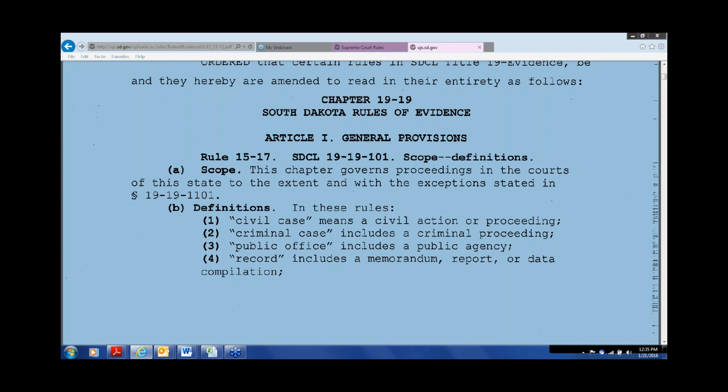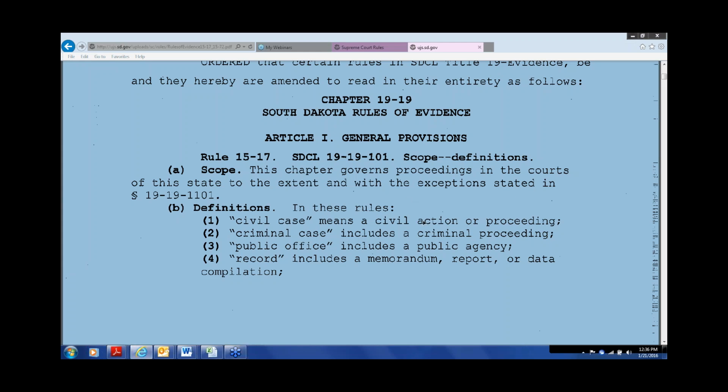The court has moved the rules. They now are at SDCL 19-19. And so I think up on your screen you have the rules in Article 1, starting with Article 1, General Provisions. The committee recommended to the Supreme Court, and the Supreme Court adopted the language of the federal rules.